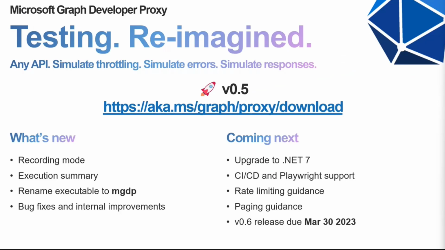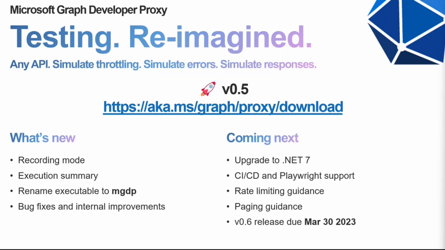So, updates on the Microsoft Graph Developer Proxy. If you're not aware of the proxy, this is a command line tool that enables you to test your applications when they're calling several APIs like Microsoft Graph, SharePoint Online, but any API that your application might be using. You can use it to simulate behaviors like throttling, simulate errors, and also mock responses. So you don't actually need to make a call to, let's say, the Graph or to your custom backend that you've created. The proxy can sit in between and provide those responses.